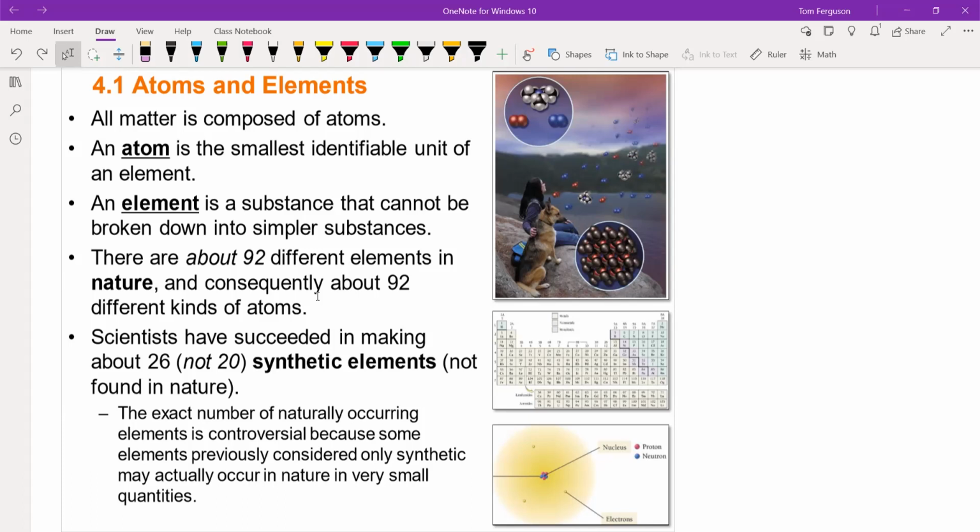Does anyone know why the synthetic ones might be dangerous? Yeah. Because it can go through a chemical reaction and break down into different elements.